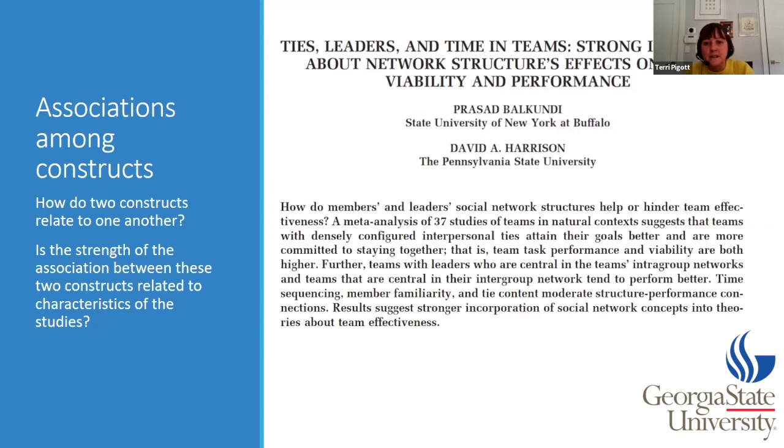And in this study by Belkundi and Harrison, they're really looking at characteristics of social network structures, of members' and leaders' social network structures, and how that relates to the effectiveness of teams. So here's an example of a meta-analysis that's not interested in interventions. They're really interested in understanding how characteristics of social network structures, that include members and leaders, are related to team effectiveness. Okay, and so we'll be looking a little bit more at details about this particular meta-analysis in a minute as well.